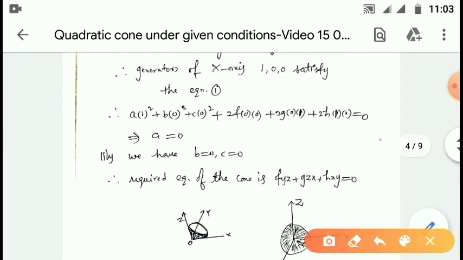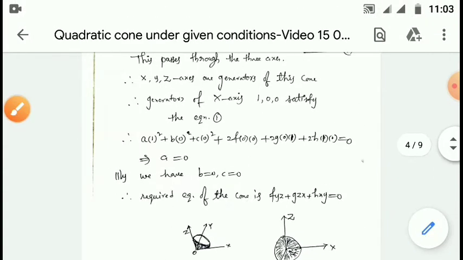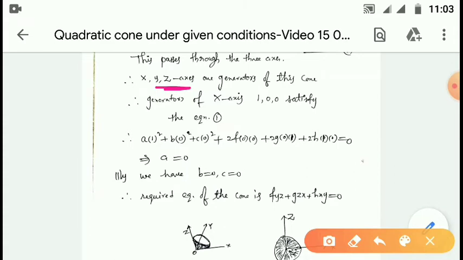Similarly, by applying the concept that the y and z axes are also generators of the cone, since the direction ratios of the y-axis are 0, 1, 0, by substituting 0, 1, 0 in the equation we will have b equal to 0. And by taking the concept that the z-axis is a generator of the cone, by substituting the direction ratios of the z-axis, 0, 0, 1, in the equation we will have c equal to 0.